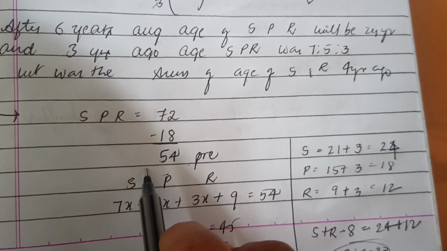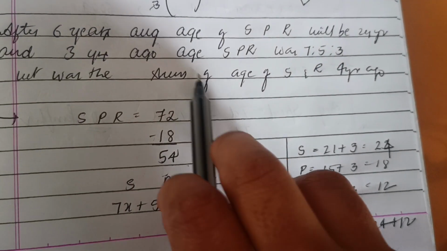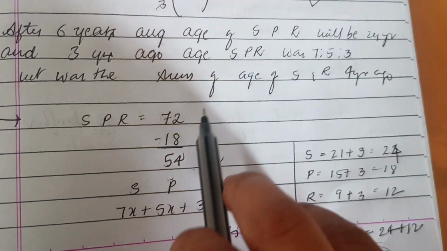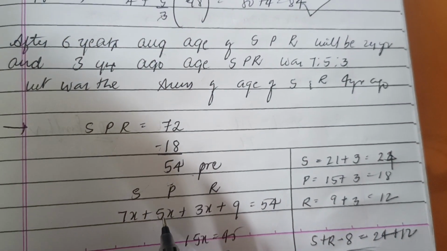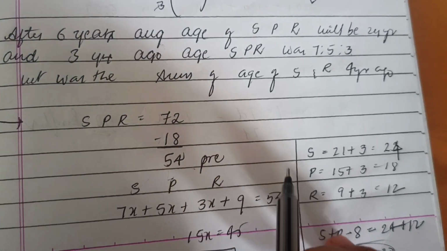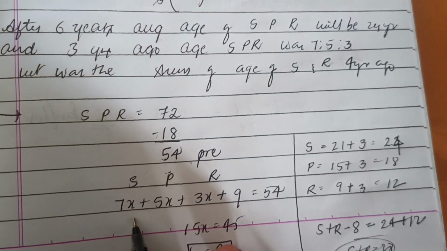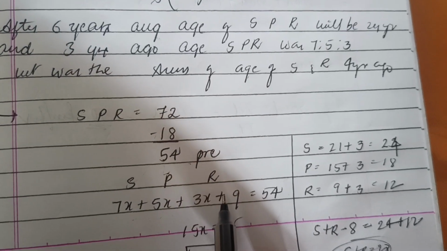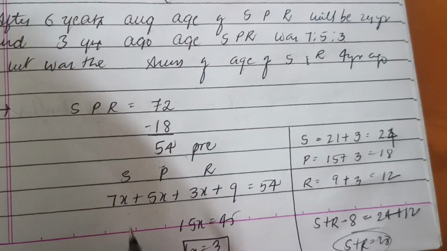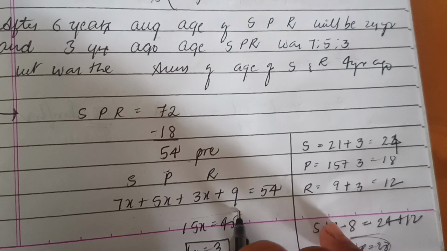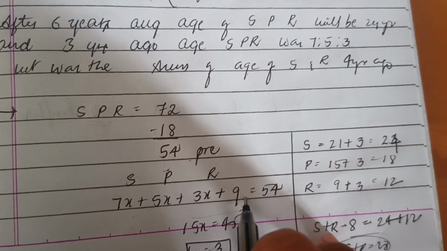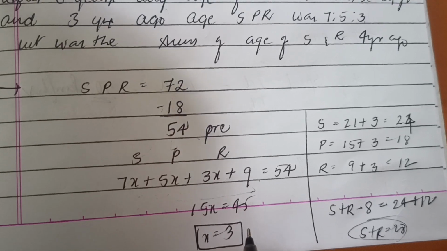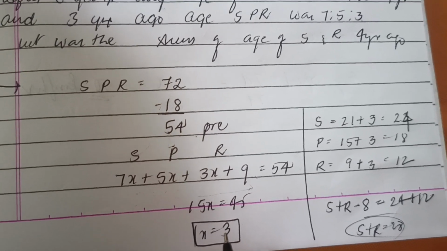Okay, and also they have mentioned that 3 years ago the ratio was 7:5:3. So if I write the present sum, that is equal to 54. That will be equal to 7x plus 5x plus 3x plus 9. Since it is 3 years ago, 3 got added to all the 3 people, so that's why I have added 9. That will be equal to 54. Therefore 15x will be equal to 45 and x will be equal to 3.